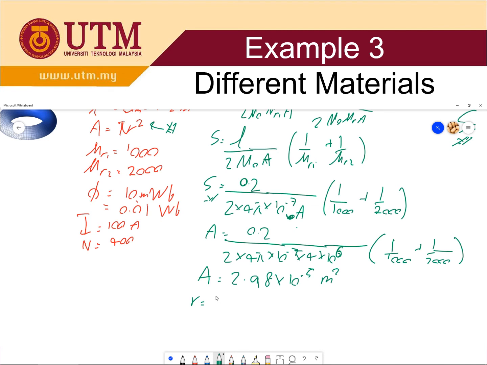Okay, so square root A divided by pi. So the answer is 3.08 millimeter. Basically this section, this point to this point, is 3.08 millimeter.